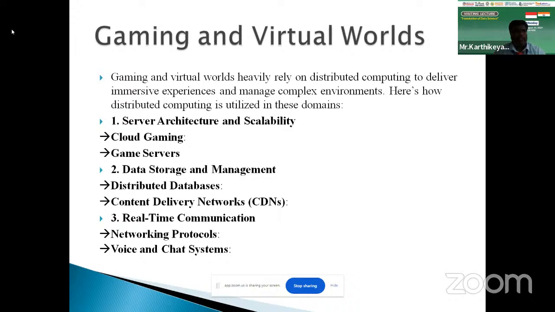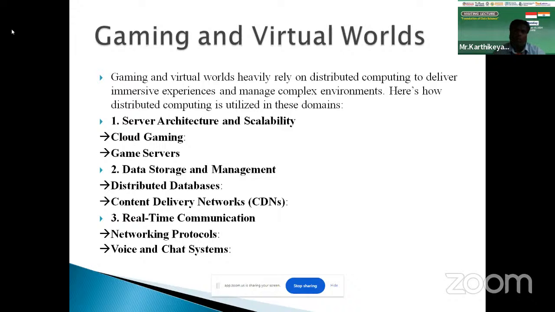And the game servers: multiplayer games often use distributed server architecture to manage player interaction, game state, and real-time events. For example, Fortnite and Minecraft use clusters of servers spread across various regions to ensure smooth gameplay and low latency for users worldwide.